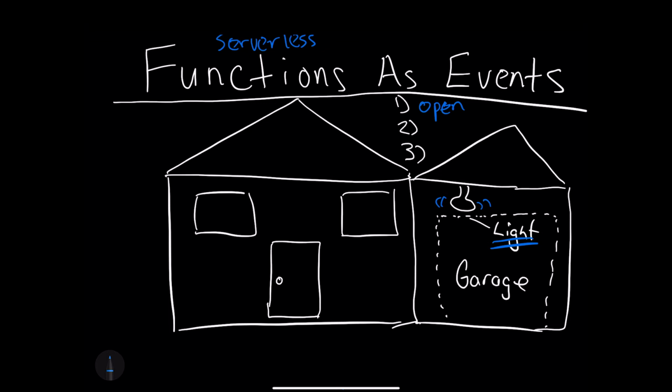Another event that could occur is that you could actually go over to the switch and flip it on. So this would be a manual event here where you would go through here and manually turn on that light.